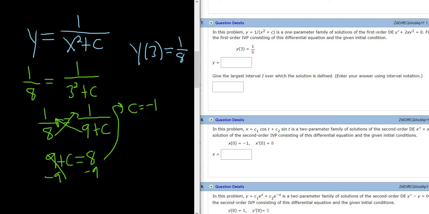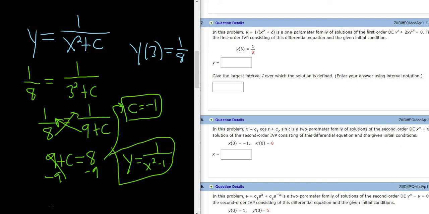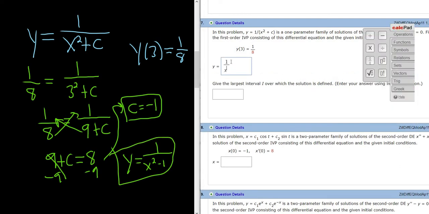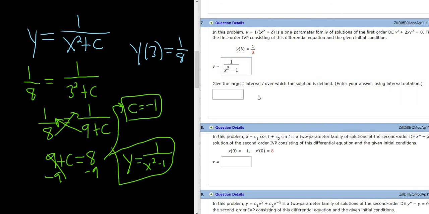All right, so now you just plug this c back into your one-parameter family of solutions. So 1 over x squared minus 1. That would be the answer to the initial value problem. So you would just type that in up here. So x squared minus 1. The next part's a little bit trickier, but it's not too bad.